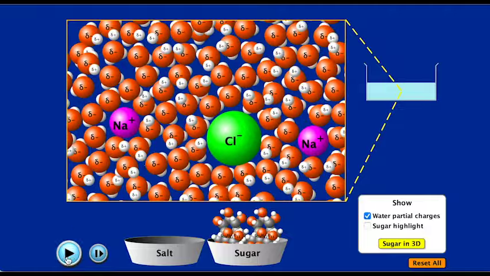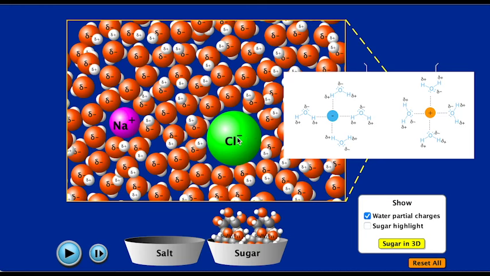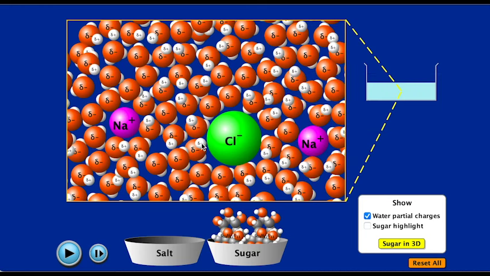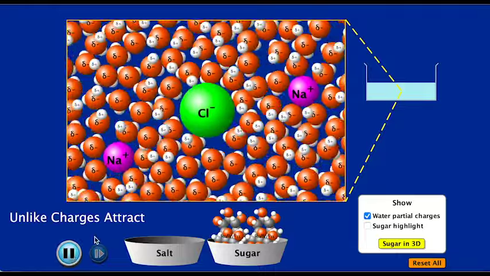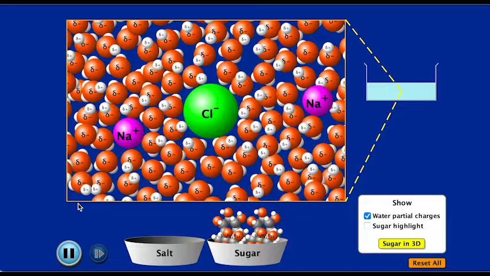Like in this case, the chloride ion is interacting with hydrogen with a partial positive charge, and the sodium ion is interacting with oxygen atom with a partial negative charge. The rule at work is unlike charges attract and like charges repel.